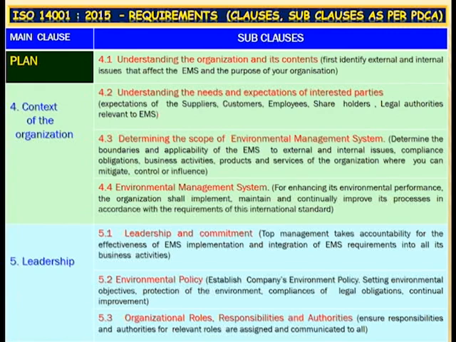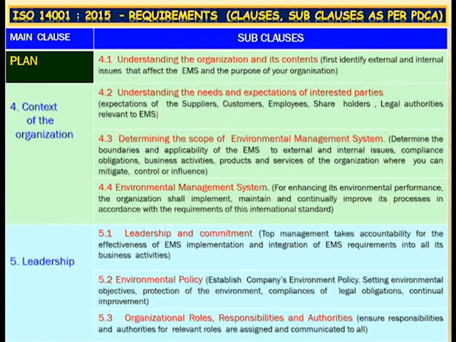Next is 4.2, that is understanding the needs and expectations of interested parties. You need to understand what are the expectations of suppliers, customers, employees, shareholders, legal authorities, neighborhood, on whom you depend for sustaining your business. Monitor environment performance closely, review, evaluate periodically, and address the gaps, if any, immediately.